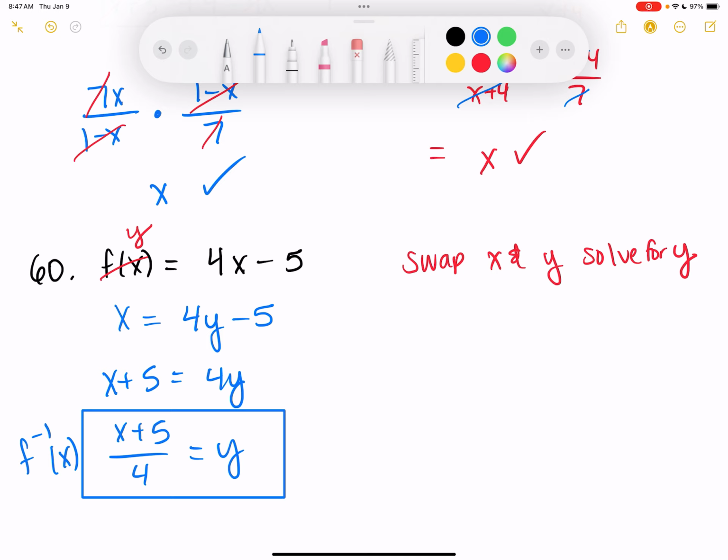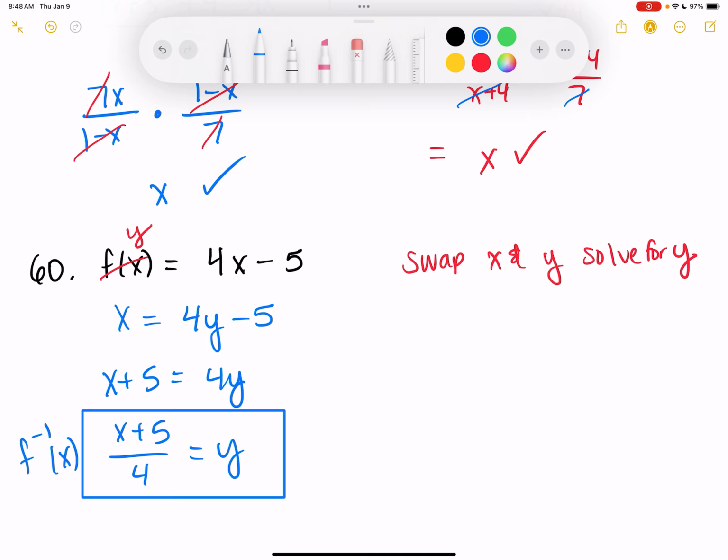I think in the back of the book, if you're looking at answers, it's probably going to say f to the negative 1, which is f inverse, is equal to that. But that's just purely notation. I'm good with whichever way you do it. I will pretty much always do it the way I have it boxed, just because of habit.